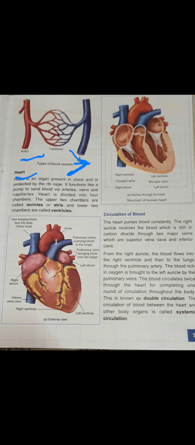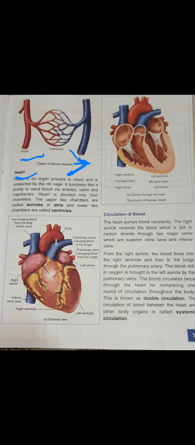Now heart. Heart is an organ present in the chest and is protected by the rib cage. So heart is a very important, very vital part of your body. It will be inside the rib cage. It functions like a pump to send blood via arteries, veins and capillaries. You can see the parts of the heart, and there this blue is your vein and red is your artery.